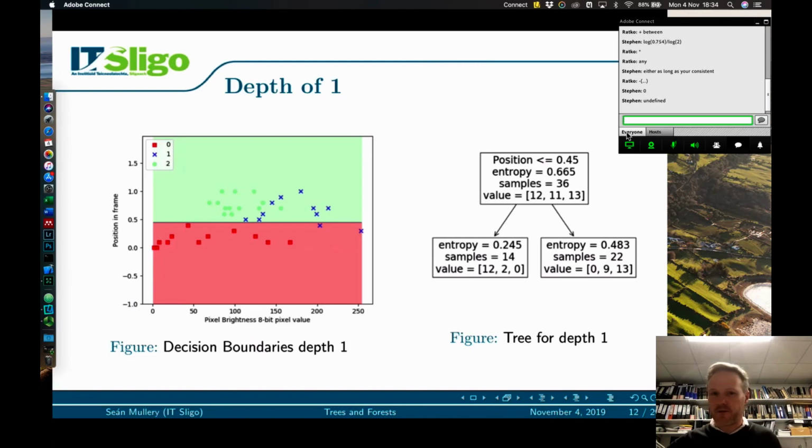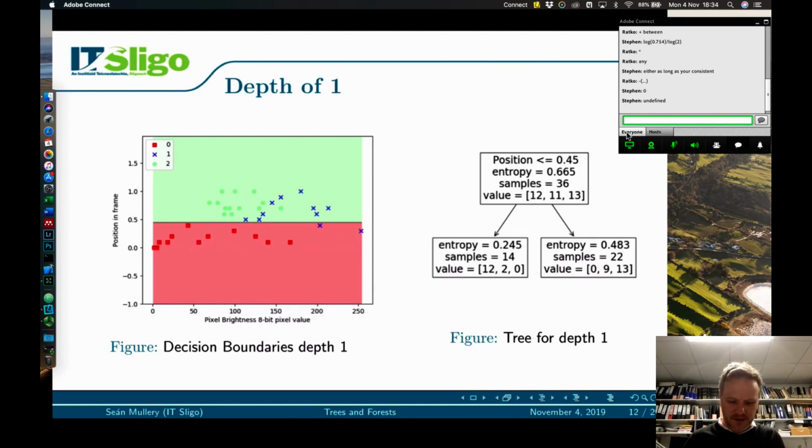What we're going to do is have a look at how the decision tree would break that up. So just to remind you, I'm using the pixel brightness on the bottom here, and I'm using the position in the frame. And remember, we were trying to figure out just from those two pieces of information whether something was a road pixel or not, right? We're not too concerned here.